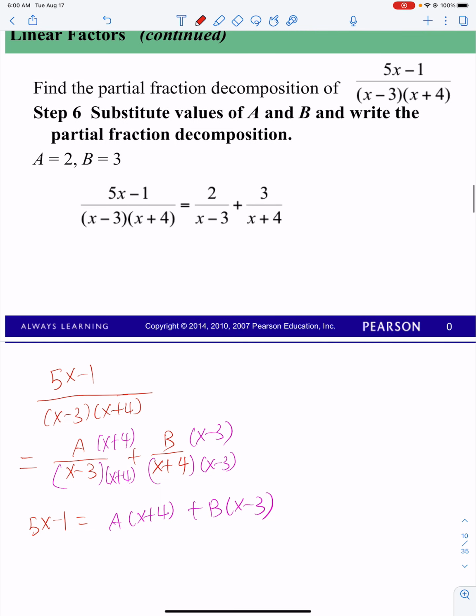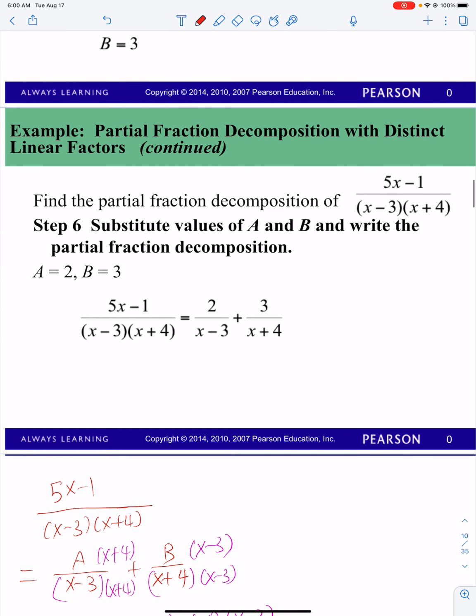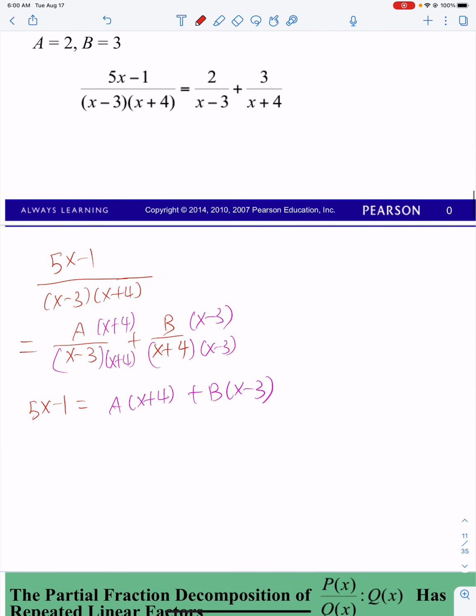We will skip all these details and do it step by step with you. So you have (5x minus 1) over (x minus 3)(x plus 4) equal to A over x minus 3 plus B over x plus 4. So what will we do? We wanted the common denominator. What is the common denominator? (x minus 3)(x plus 4). So you have to multiply x plus 4 here, and x minus 3 here.